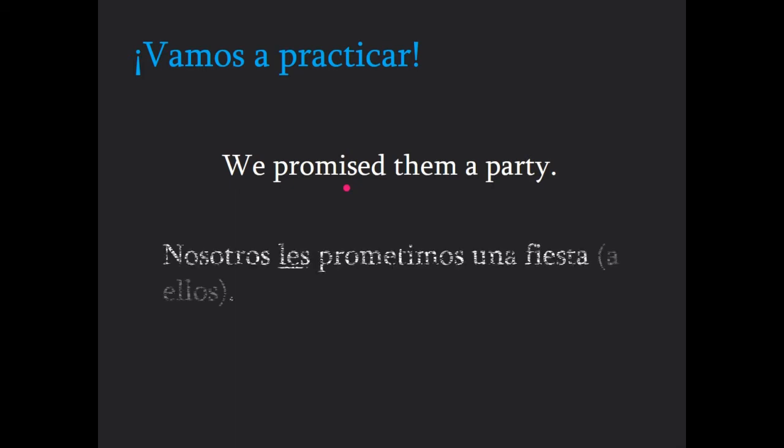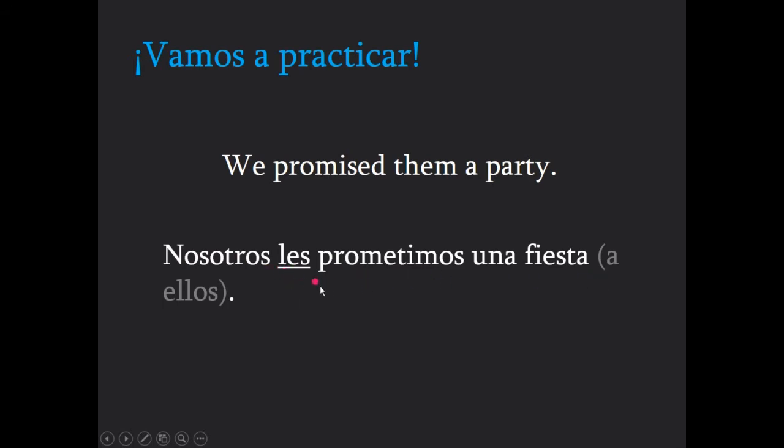Let's look at the Spanish sentence. Nosotros les prometimos una fiesta. So nosotros prometimos, there's the we promised. And once again, you actually don't have to say nosotros. Just like you don't have to say yo, you don't have to say nosotros either, because prometimos means we promised. And there's the word them, or to them. We promised them a party.